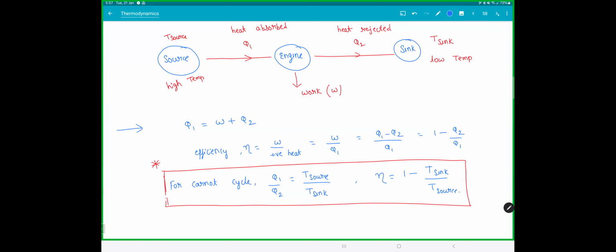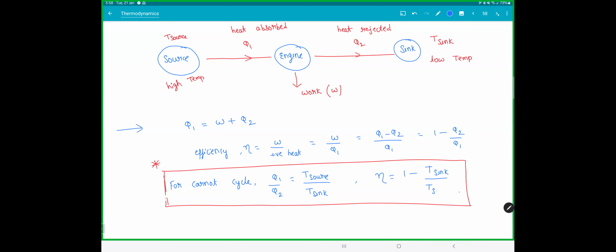Now, if you look at that formula, you can clearly see something. If you want 100% efficiency, what should happen? If you want eta to be 100%, T sink should be 0 or T source must be infinity. So the higher the temperature difference between the source and the sink, the more efficient you get. You can't get T sink 0, you can't get T source infinity. So that is one way you can say why you can't get 100% efficiency.